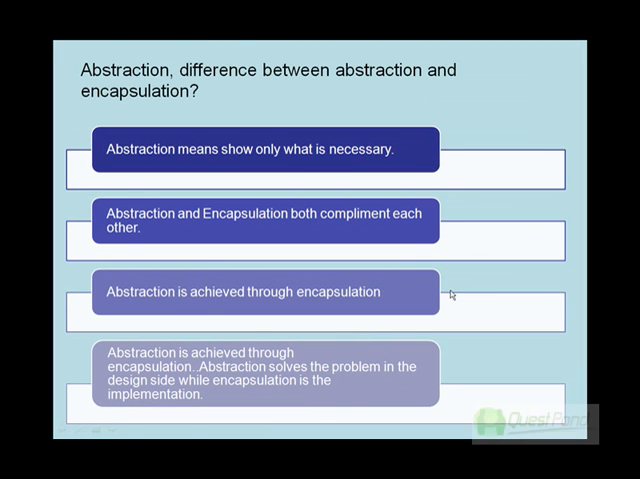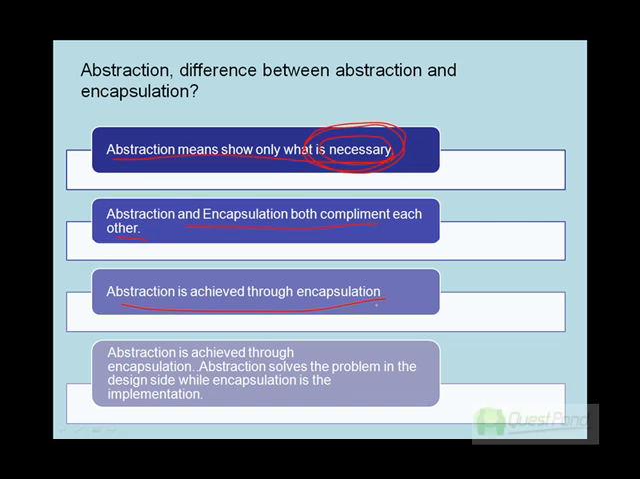So now we have defined encapsulation, where we said that encapsulation is nothing but hiding complexity. Now let's try to see what's the definition of abstraction. Abstraction means that you need to only show what is necessary, only what is important to the end user or to the UI developer. Now if you look at both of these definitions, abstraction says show only what is necessary, while encapsulation says hide the complexity. Both of them look very much similar. Yes, abstraction and encapsulation, they both complement each other. In other words, encapsulation helps to achieve abstraction. So abstraction is achieved through encapsulation.